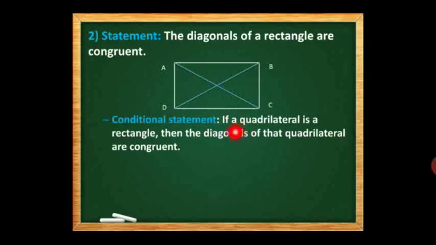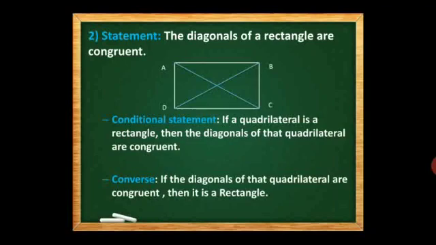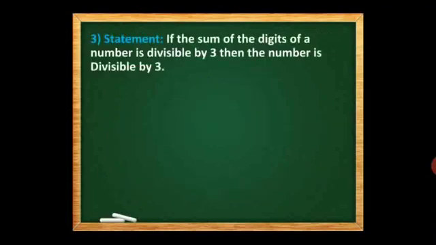Now, a quadrilateral is a rectangle is antecedent and the diagonals of that quadrilateral are congruent is a consequent. When we interchange them, we get a converse like, if the diagonals of that quadrilateral are congruent, then it is a rectangle. The next example is, if the sum of digits of a number is divisible by 3, then the number is divisible by 3.